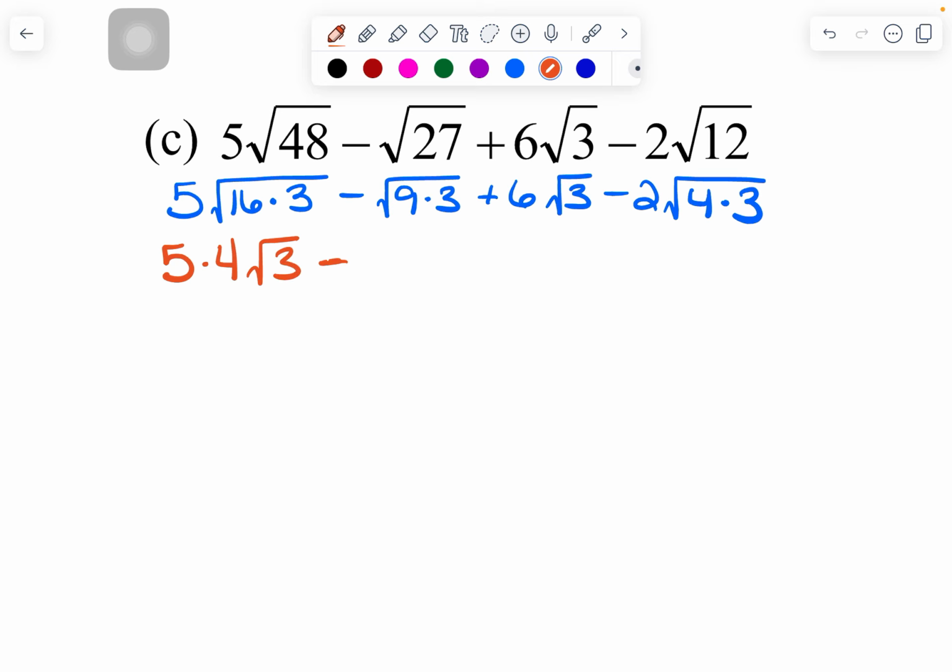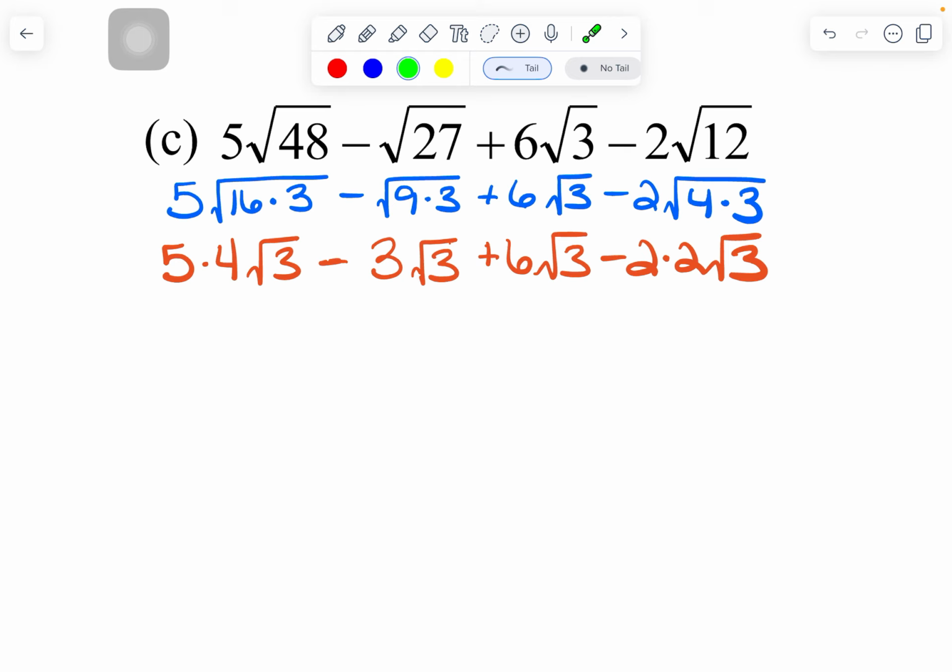So let's see, the square root of 9 here, square root of 9 is 3. Then we'll leave the root 3. 6 root 3 isn't going to change. Minus 2. That was all just part of the original here. So I got the square root of 4. Well, that's 2 times root 3.